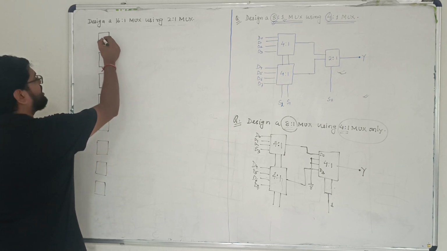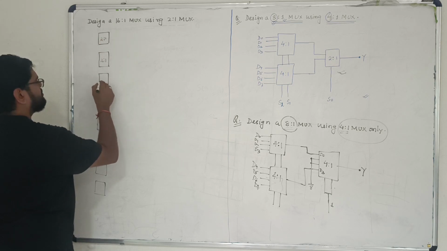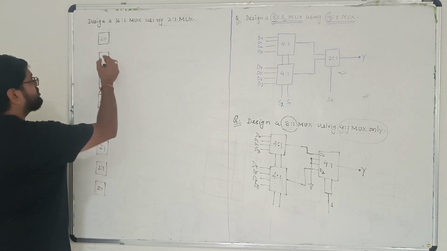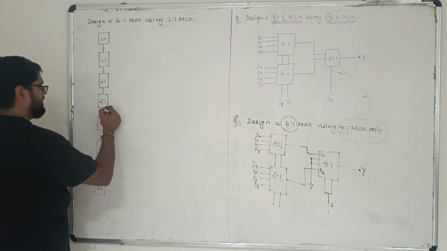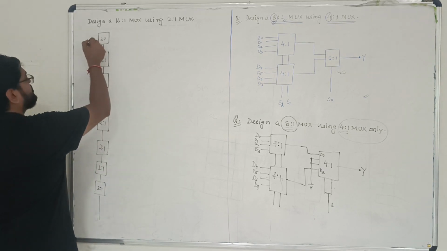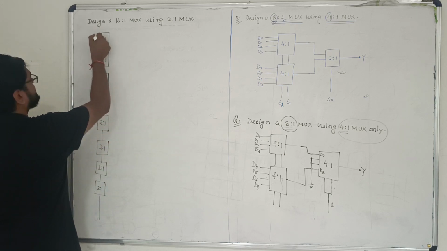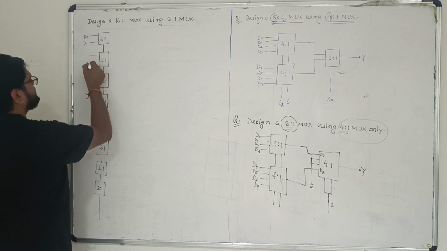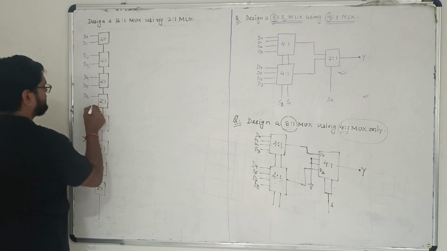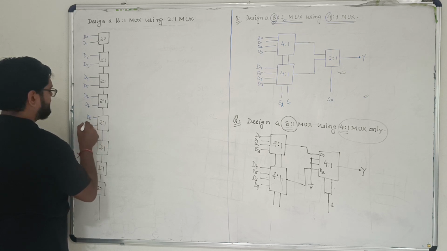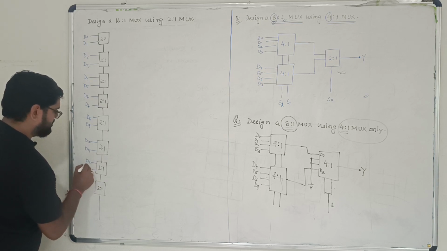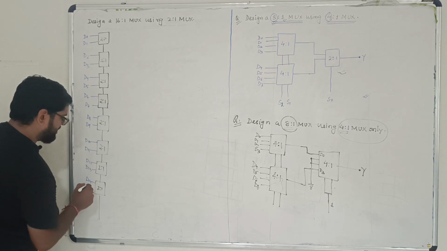Now all of them are 2:1 MUX. If they are 2:1 MUX, all of them are connected with a single select line. So I am connecting all of them with a single select line. Now each will have 2 inputs, so I am just taking those as the inputs. This is the first input. Second input name is D0, D1, then next D2, D3, then D4, D5, D6, D7, D8, D9, 10, 11, 12, 13, 14, and 15.